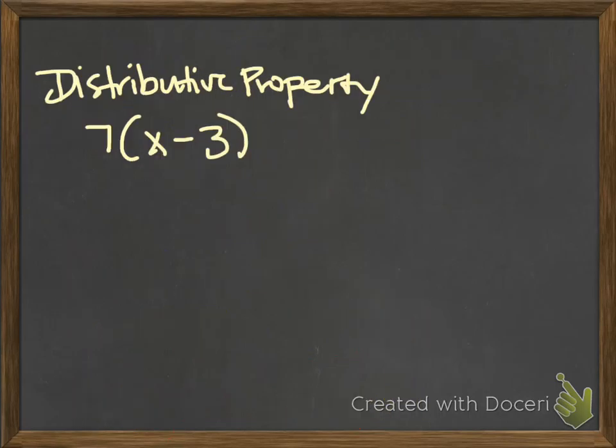Okay, distributive property is 7 times quantity x minus 3. So you're going to multiply the 7 to everything inside the parentheses. So then you get 7 times x minus 7 times 3. So that equals 7x minus 21.